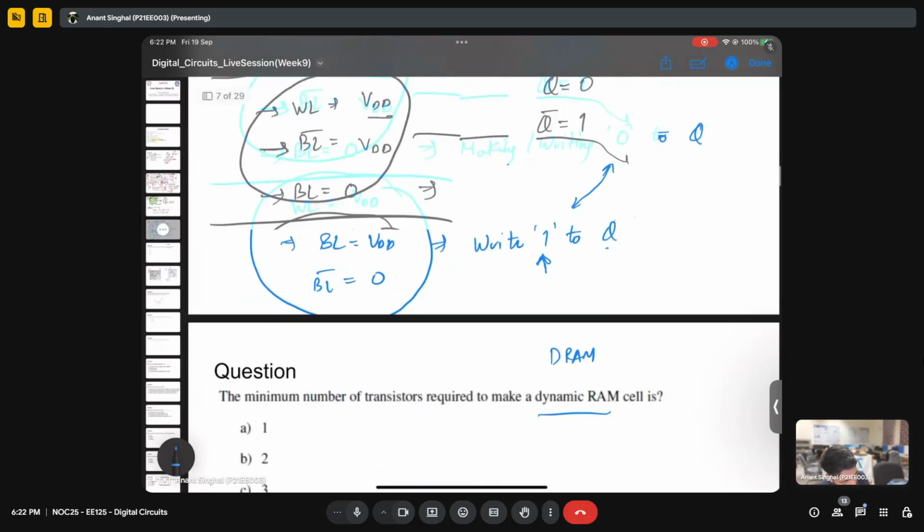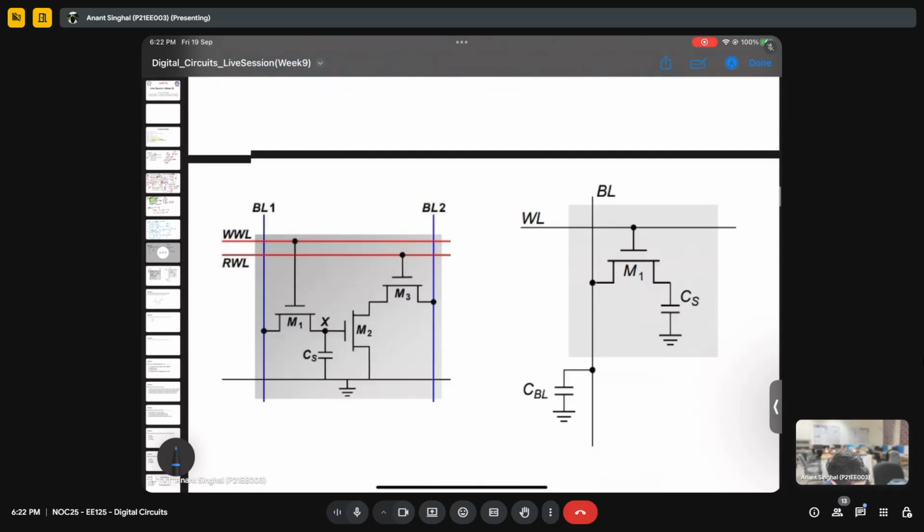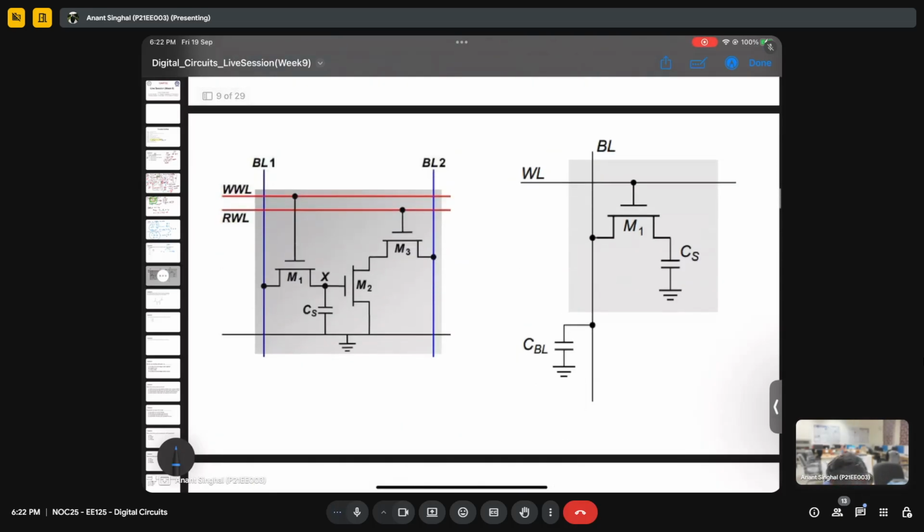Yeah. So now for the DRAM, as I said, we again have two types of DRAM. One we call 1T, 1C, that is one transistor, one capacitor, and there is this 3T DRAM. So for this particular problem, we need to find the minimum number. One transistor can also make a DRAM if we have a capacitor in place. So again, just to explain the very basic operation of this. These are two types of RAM. So this is 3T DRAM and this is 1T, 1C DRAM.